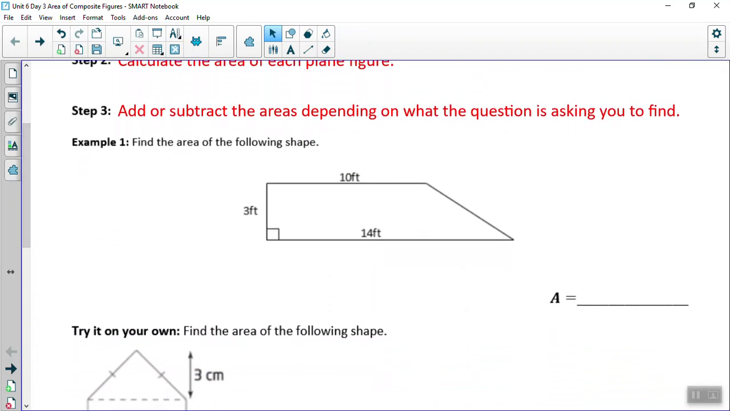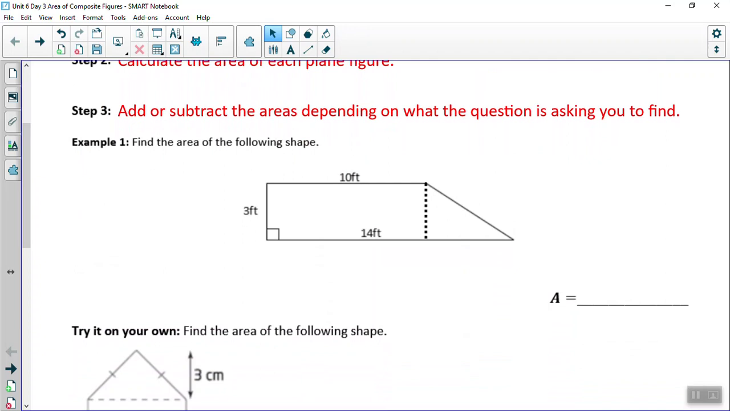We want to find the area of this particular shape. So what we're going to do is split it up into two different shapes. I kind of see the slanted side, so I can envision a triangle being there. So I'm going to draw a line in so that I can now have a triangle. Now I have a triangle and a rectangle.